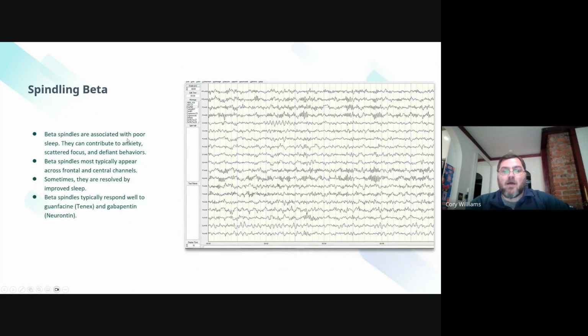Now, another common ADHD presentation is called excessive spindling beta. And for those EEG folks out here, you can see it pretty clearly. It's these bursts of very fast activity that happen in frontal, and in this case, even some lateral channels, right? This is excessive spindling beta. Now, this is an ADHD brain. It will get diagnosed as ADHD. It will meet all of the criteria. Sometimes it will also register as anxiety, a little bit scattered or irritable, and defiant. We see a lot of defiant behaviors with beta spindles.